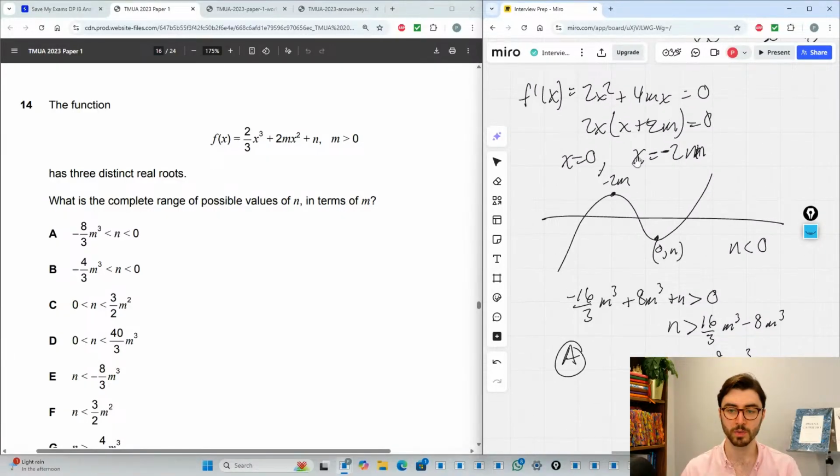Find your 2 x coordinates. m was bigger than 0, so this had to be negative. So this had to be the one on the left, which has to be the maximum. So when I plug that in, it has to be bigger than 0. And when I plug in x equals 0 into here, I get n, which has to be less than 0. And then I combine those to get a.